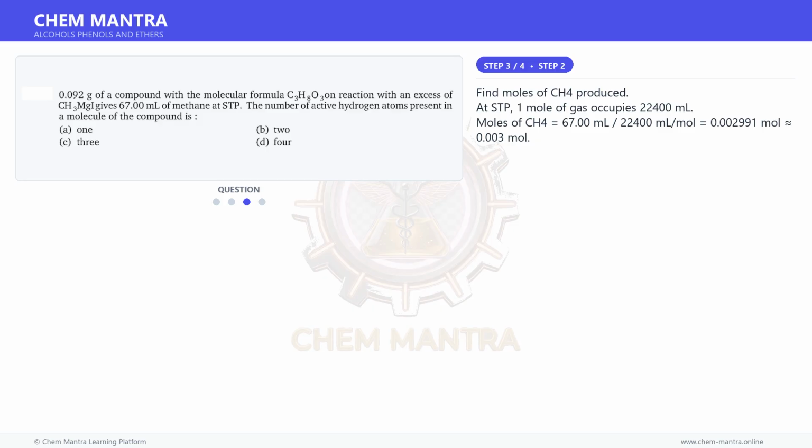Moving on to the next step. Find moles of CH4 produced. At STP, 1 mole of gas occupies 22,400 ml. Moles of CH4 is equal to 67.00 ml divided by 22,400 ml/mol, which is equal to 0.00291 moles, almost equals 0.003 moles.